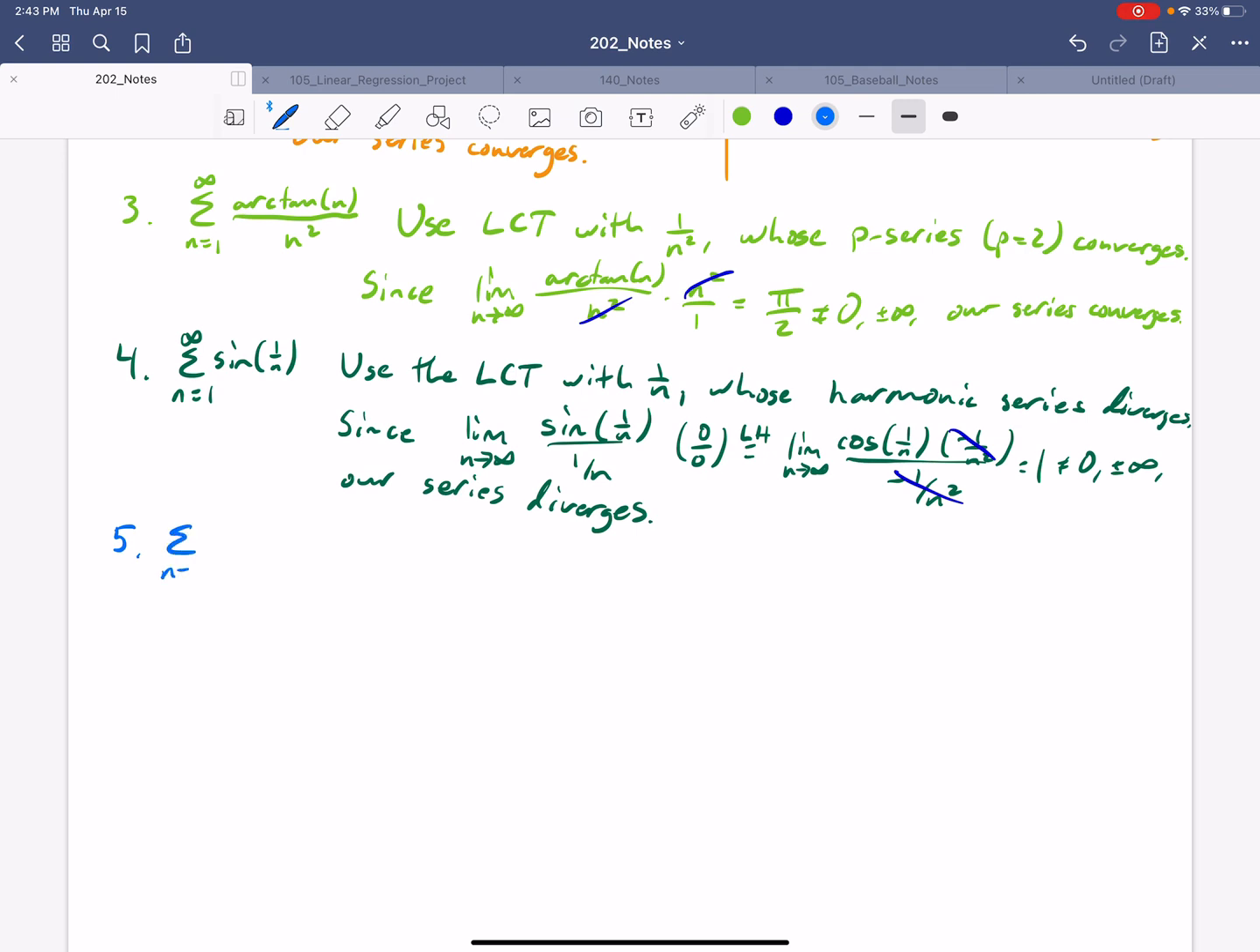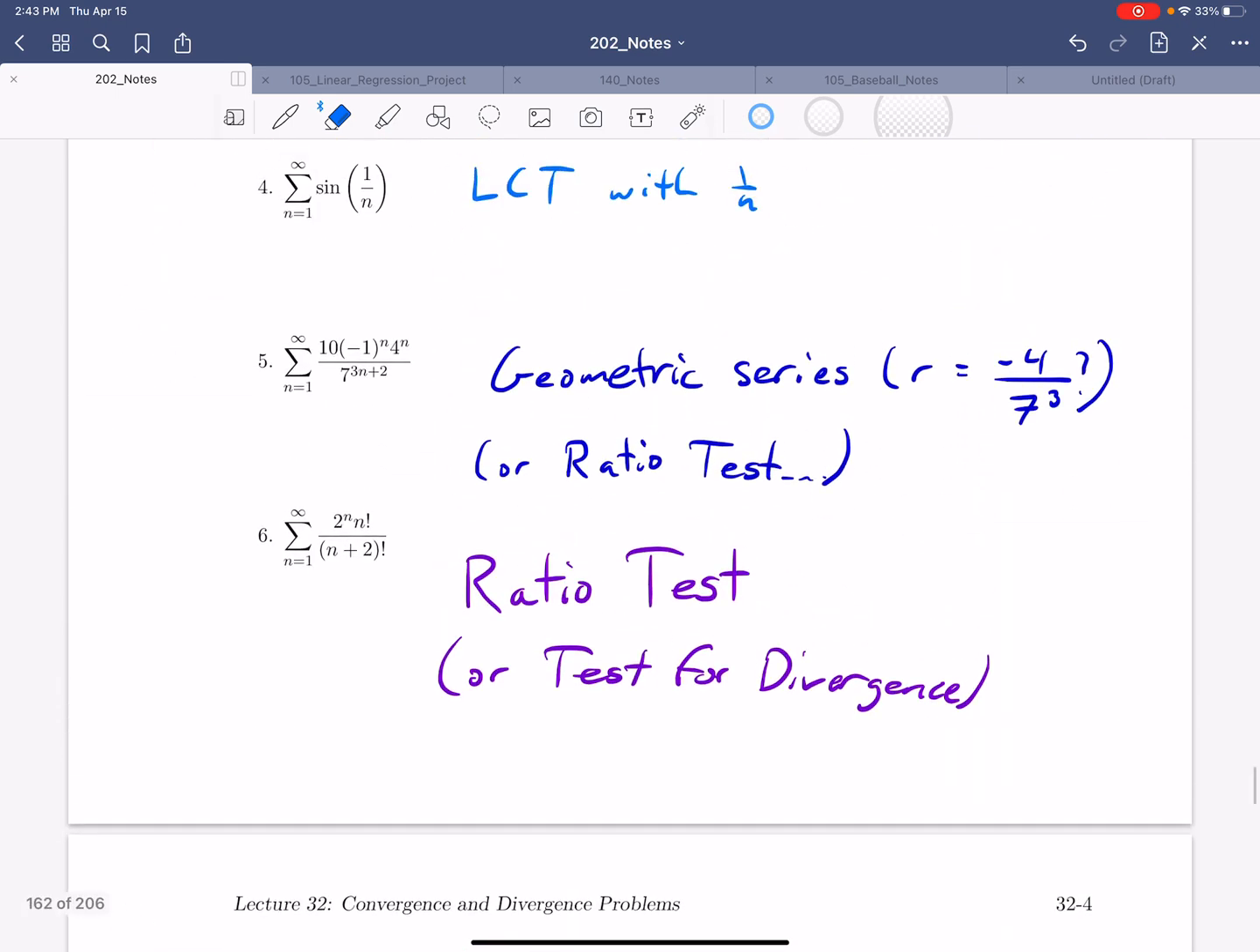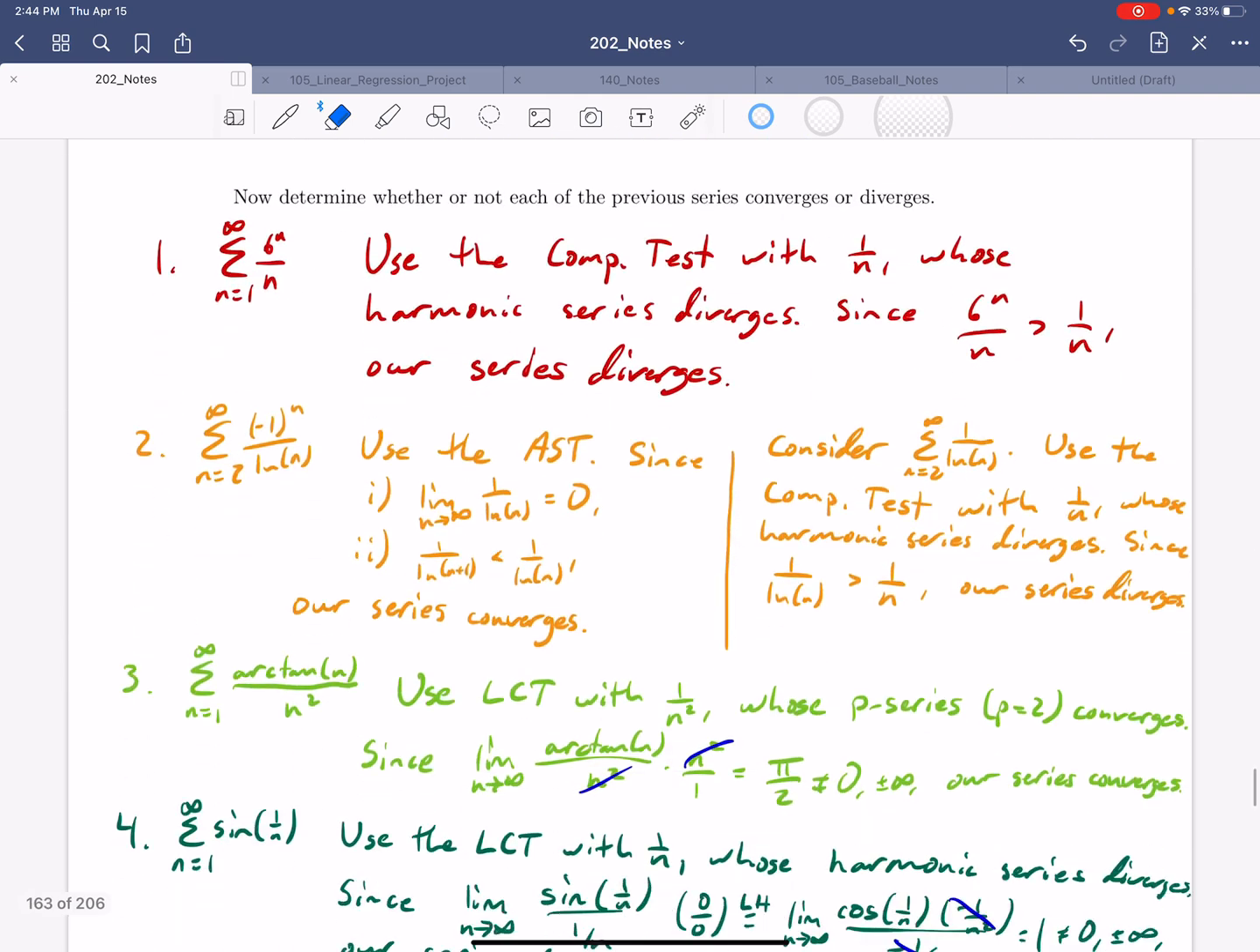I think the longest part of this problem is going to be just writing it all down. All right, let's see how good my memory is. Something like 10 times negative 1 to the n times 4 to the n all over 7 to the 3n plus 2. Did I get that right? Yeah, I actually did get that right. Oh, man, that's awesome.